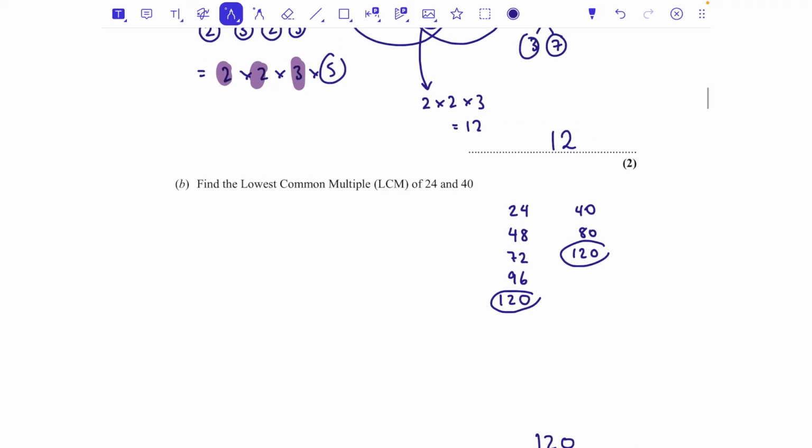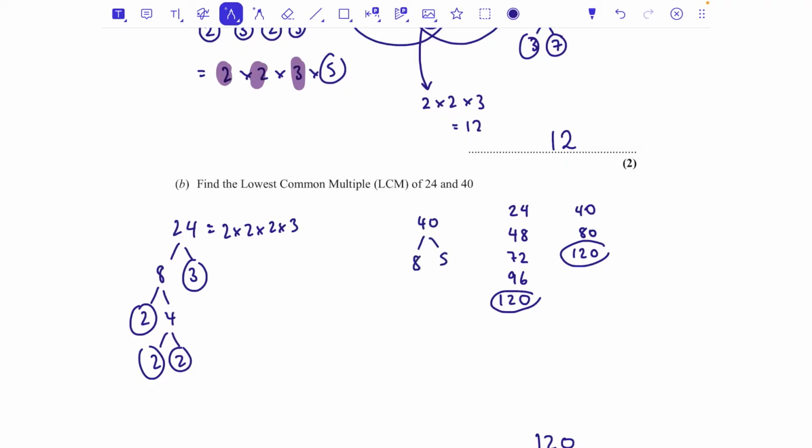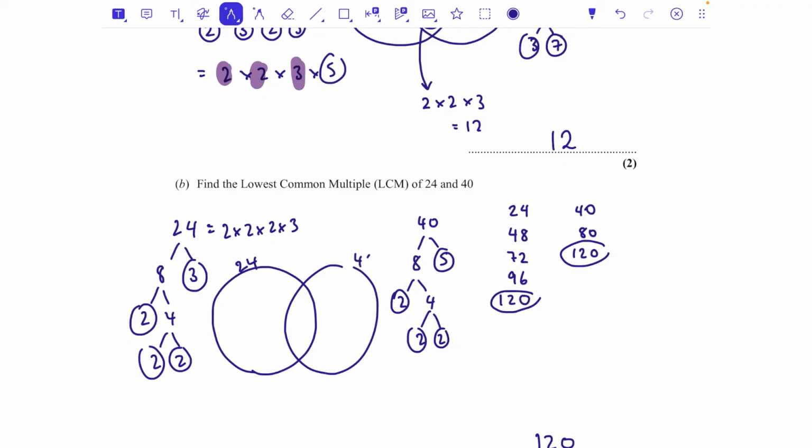However, let's see how we can use that method at the top again. So 24 is 8 times 3, which is 2 times 4, which is 2 times 2. So 24 is 2 times 2 times 2 times 3. And then let's just do the same with 40. 40 is 8 times 5, 2 times 4, and 2 times 2. So then if I have my Venn diagram, this circle is for 24, this circle is for 40, and in the middle we can put 2 and 2 and 2 because they both have those 2s. 24 has 3 left over and 40 has 5 left over. So your highest common factor is 8. You would then times that by any numbers left on the outside, so by 3 and by 5, and that is 120. So we get the same answer either way.